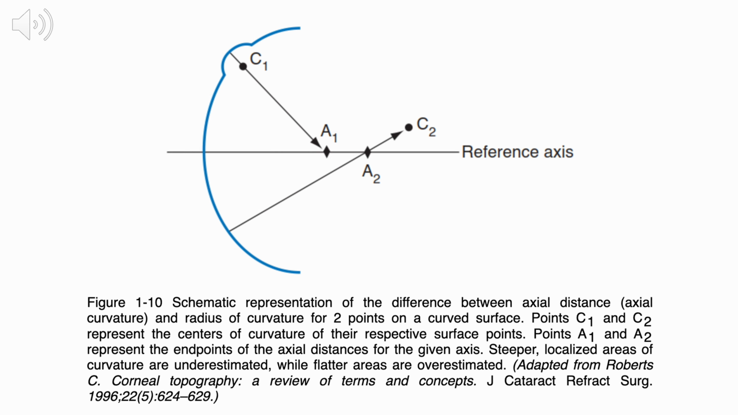Because of that shortcut, steep localized areas end up looking less steep than they really are, and flatter areas end up looking flatter than they should. In other words, axial measurements smooth things out. That's why axial power maps look smooth and symmetric, and why they're good for getting a big picture view of corneal shape. But this figure also shows why axial power can miss small focal abnormalities, because it's averaging everything back to one reference axis, instead of measuring each point on its own.